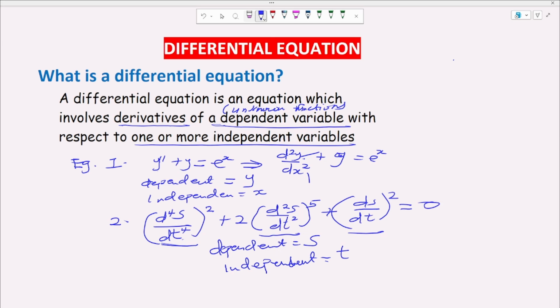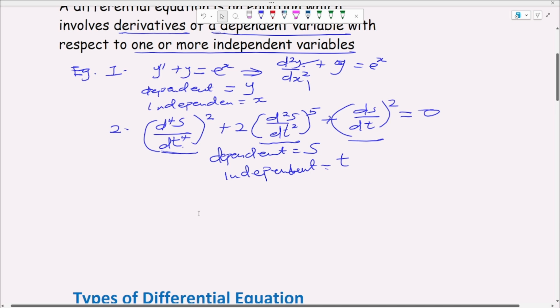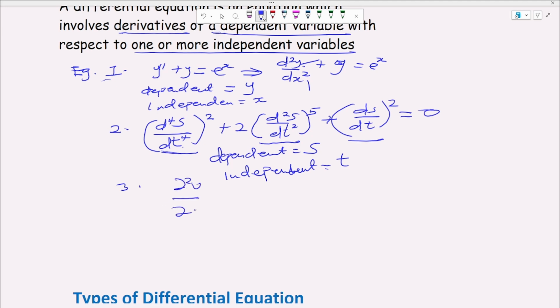And last example here, then we move on. So we can also talk about example 3. So we say partial squared v over partial x squared plus partial squared v over partial y squared plus partial squared v over partial z squared equal to 0.